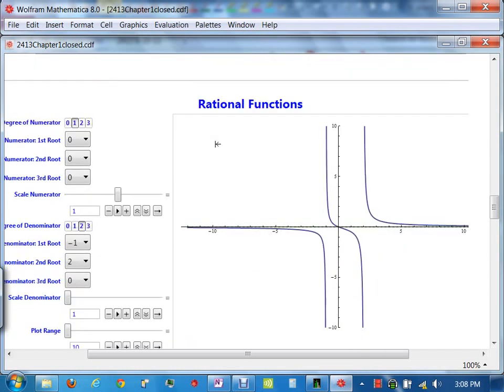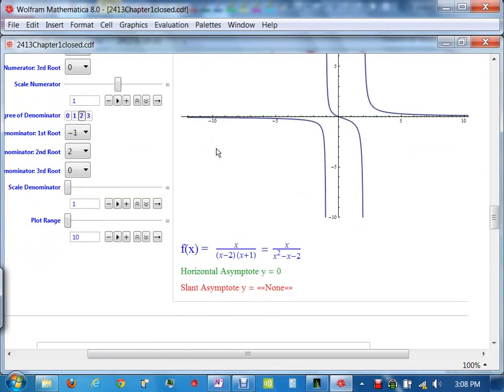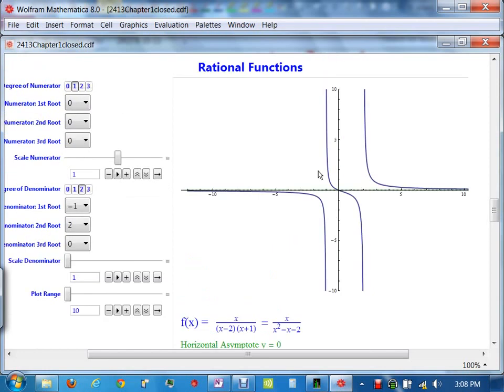Rational functions. Again, rational functions are a college algebra topic. Rational functions are defined to be a polynomial divided by a polynomial. So if you divide two polynomials, you get a rational function. And they have these things called vertical asymptotes, where the function takes off, gets all crazy.